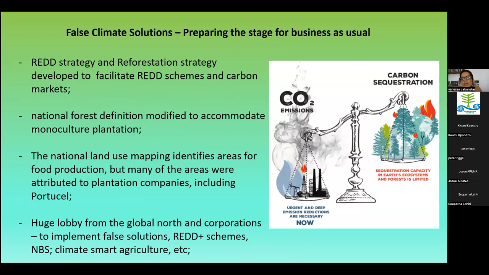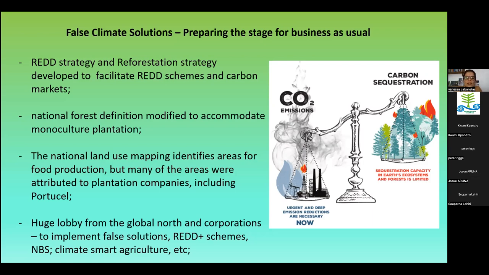We have seen many changes in Mozambique to address these false climate solutions, basically preparing to actually be able to implement them. Our government has developed the REDD strategy with funding from the World Bank. It has also developed and approved a reforestation strategy aimed at facilitating these REDD schemes and carbon markets. Our national forest definition was also modified in order to accommodate monoculture plantations, so these can also be brought into our forest law.